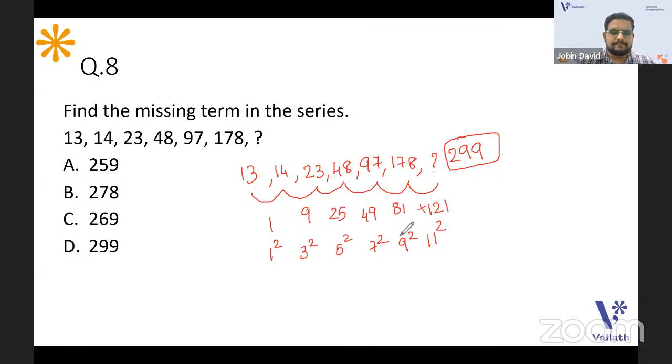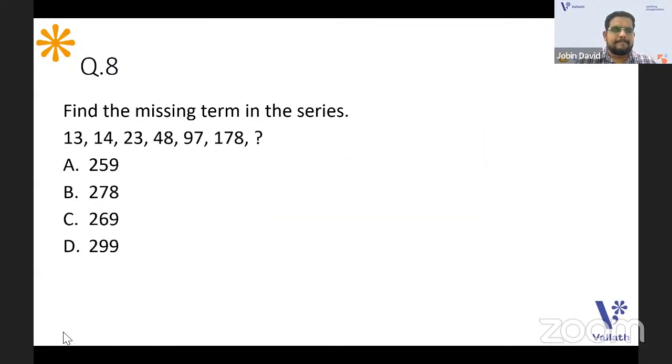Plus 121, just 299 that you have. Is it the answer that you got? 299. Yes, it's 299 that we got. Sorry, I cleared it very early, but the answer is 299. I think you understood the explanation also. It's the squares of the odd numbers.